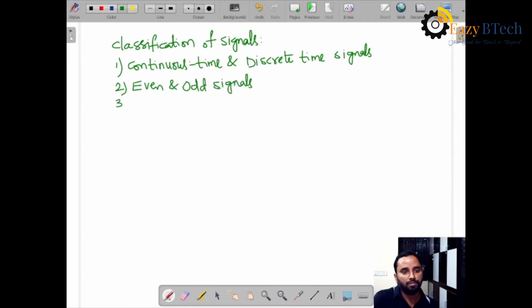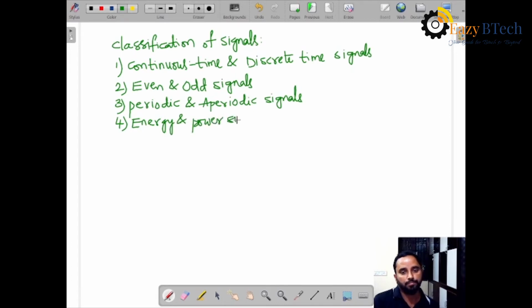The third one is periodic and aperiodic signals. We have periodic signals, we have aperiodic signals. And the fourth one is energy and power signals.